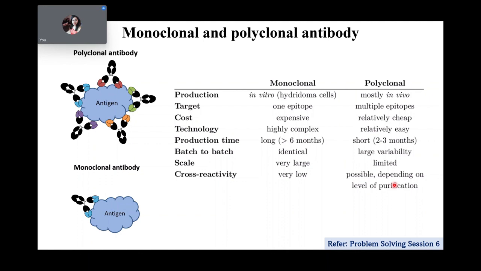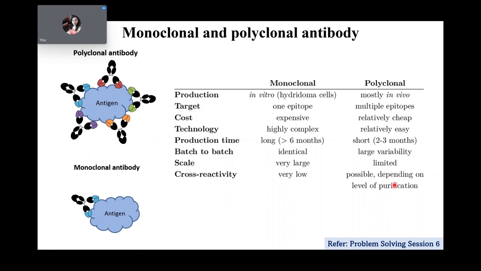Now, in contrast to this, you have in vitro production of antibody, which is called the monoclonal antibody. As the name suggests, it is made against only one epitope, and that's why it's very expensive, because you need to first get the specific epitope and then generate the antibody against it. And of course, because you have to make it against a single epitope, it takes a longer time to synthesize. However, you can scale it up to a high extent because you are doing it at an in vitro scale, in an ex situ condition.